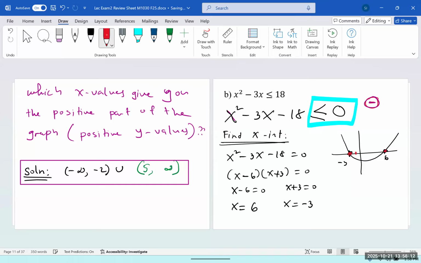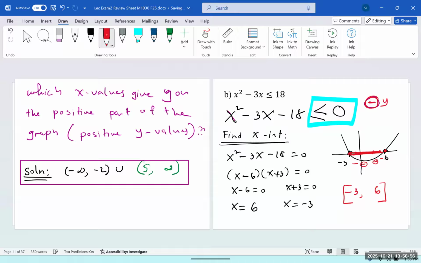Now let's see here, -2. For -2, do you have positive y or negative y? Negative. For 0, negative. For 2, negative. For 5, negative. For -3, it's 0. For 6, it's 0. And between all the numbers, -3 to 6, we get negative y. So the solution this time is all the x values from -3 to +6, they will give you the negative y.